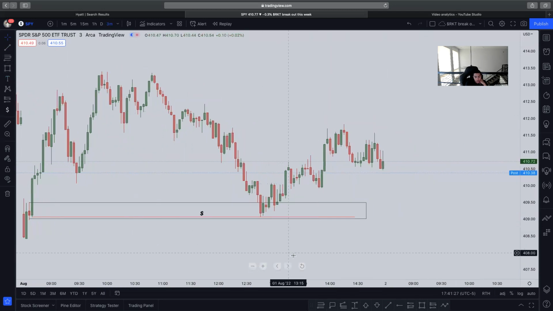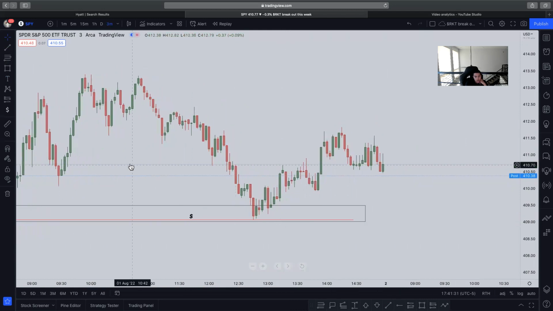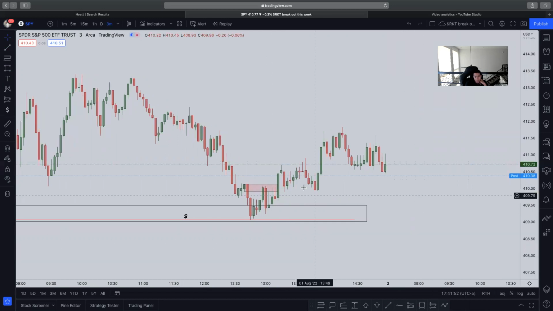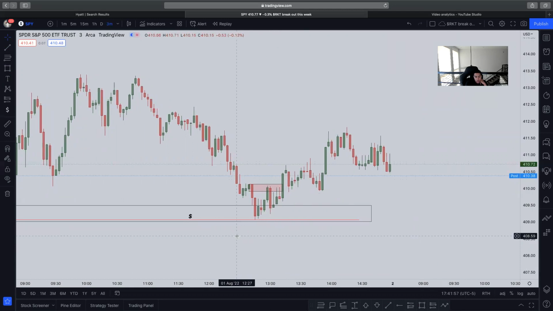Okay, so now when it comes to looking for your entry, it's really all based on what you like. So what I saw is we had this small supply right here. Let's highlight this area so you guys can see better. Let's make this red, like this opacity to there. Okay, so I entered on that candle right here.